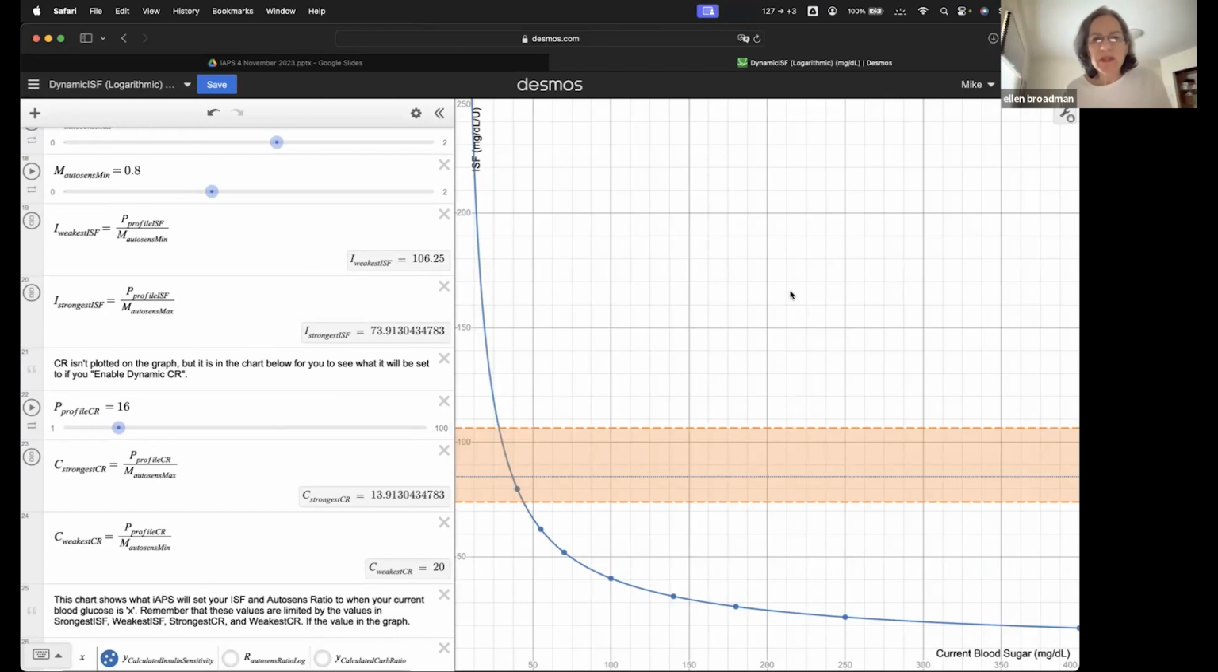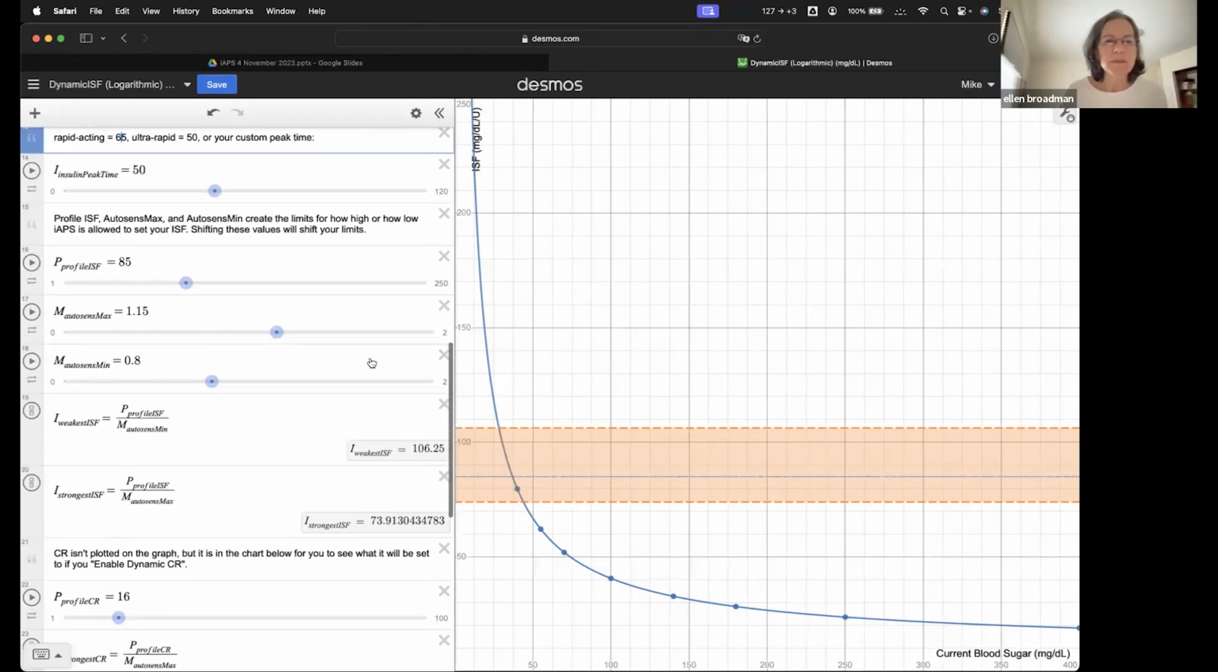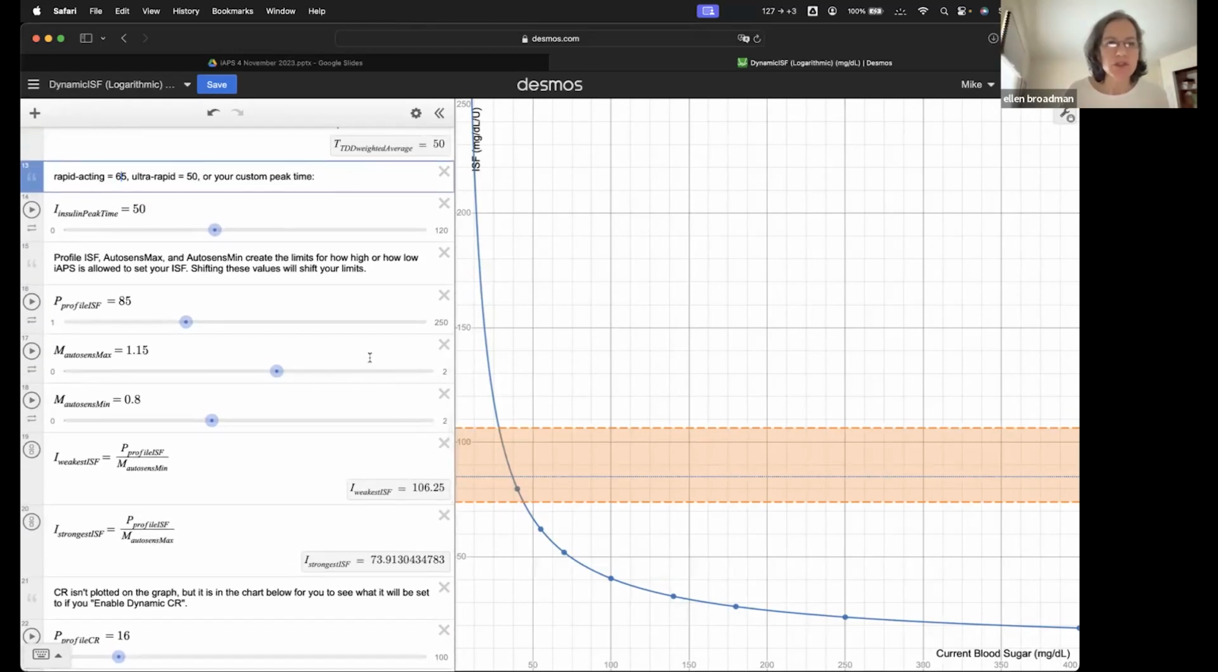So Mike, for people who have not turned on the dynamic functions, should they not be using those figures? I'm sorry, what do you mean? If someone is not using logarithmic, they don't have their dynamic functions turned on, you've got ultra rapid 50, would that still be appropriate to use? You're saying that these numbers are only appropriate for when you're in the dynamic functions.